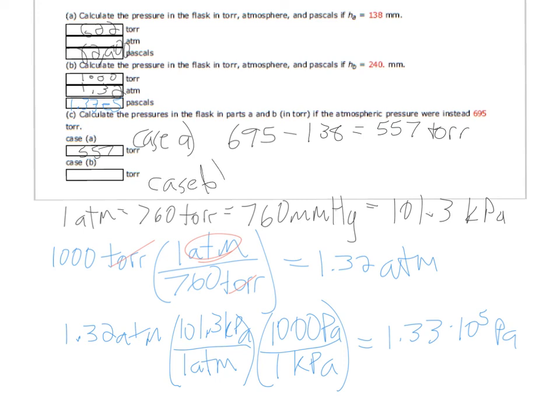In case B, this time we add the height difference to the atmospheric pressure. The atmospheric pressure is 695, and in situation B, our height difference was 240 millimeters. So 695 plus 240 gives us 935.